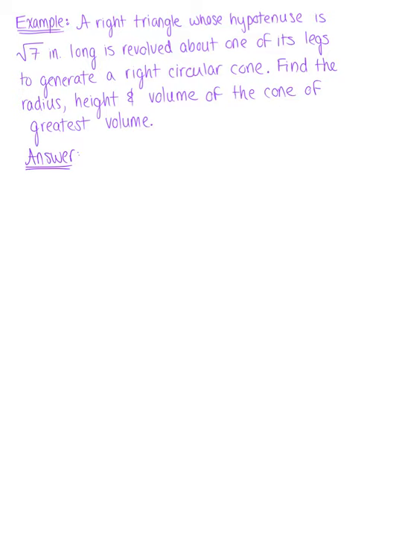A right triangle whose hypotenuse is the square root of 7 inches long is revolved about one of its legs to generate a right circular cone. Find the radius, height, and volume of the cone of greatest volume.